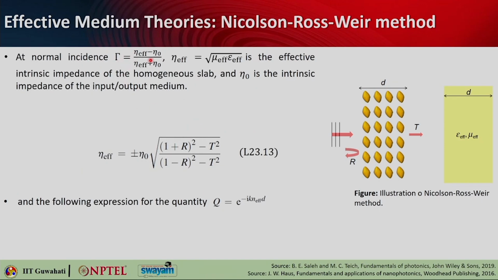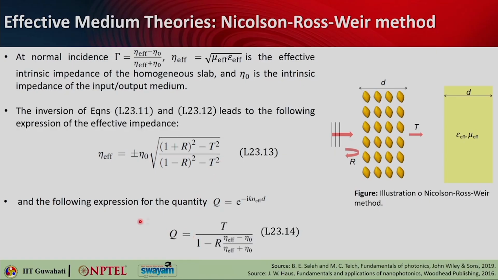So, gamma is basically eta effective minus eta naught over eta effective plus eta naught in the case of normal incidence, and you can also find out what eta effective is. Okay. So, this is basically the impedance, and eta naught is the intrinsic impedance of the input and output medium. From that you can calculate eta effective. I think there is a typo here, this should be n effective, not eta, and this is eta effective. Okay. So, eta effective is correlated to the reflection and transmission coefficients using this formula.